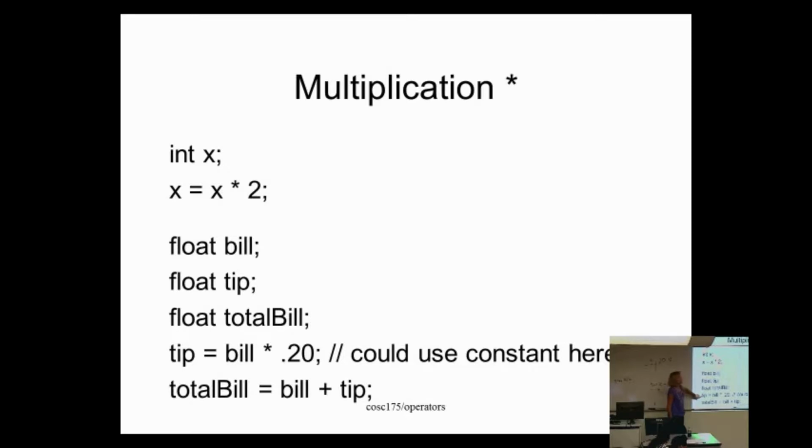Here's an example of using multiplication to calculate tip. So we take bill times 20%, and that gives us the tip. And then we add the tip to the bill, and that gives us the total bill. So we can combine these operators to do useful things.